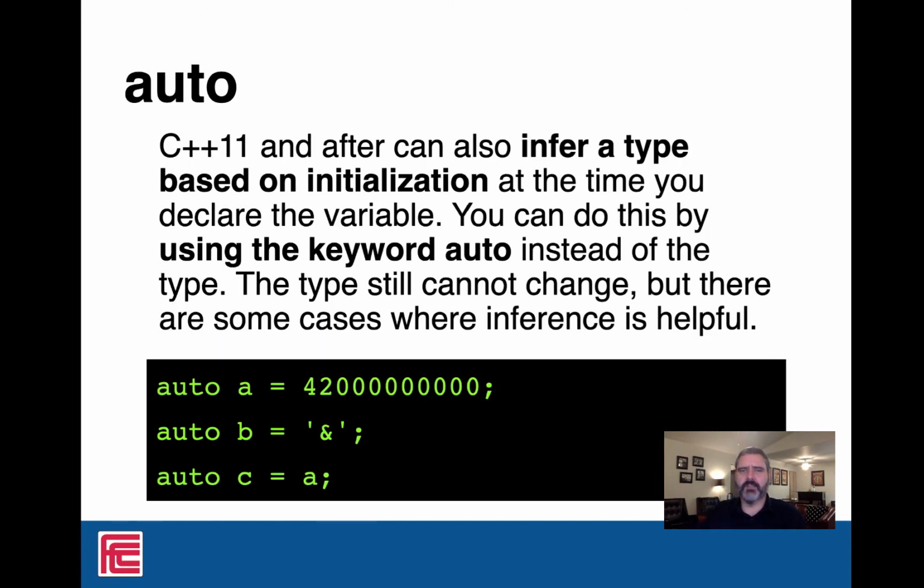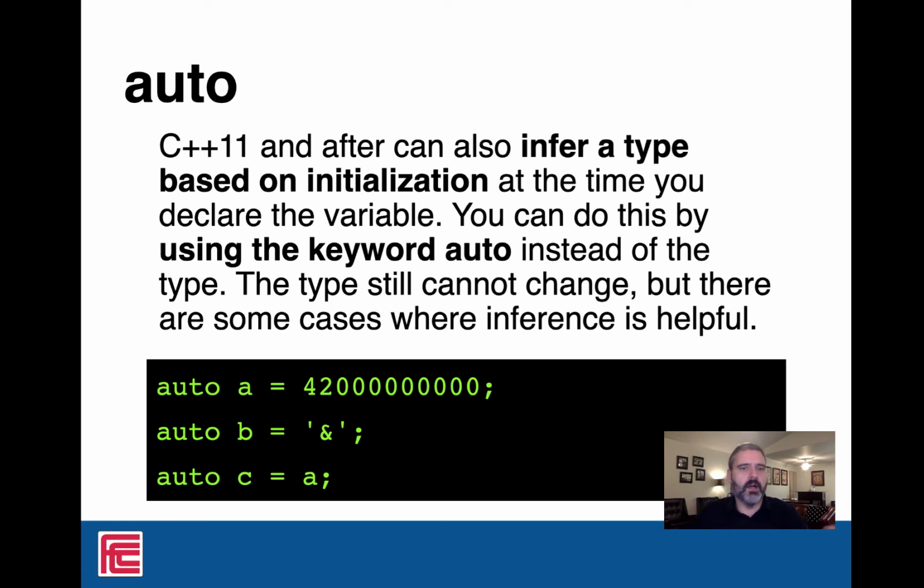By the way, C++11 added the ability to infer type using auto. So here, if you are initializing a variable, then you don't necessarily have to specify the type. You can use auto. You are specifying the type, though. You're doing it based on the literal on the right-hand side of the assignment operator.